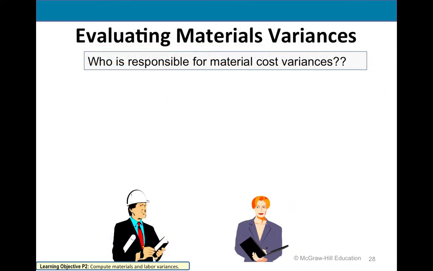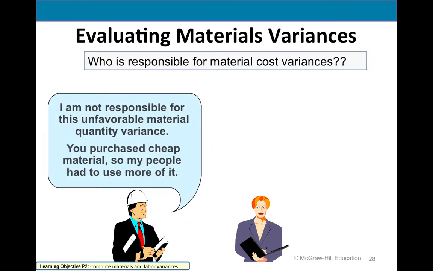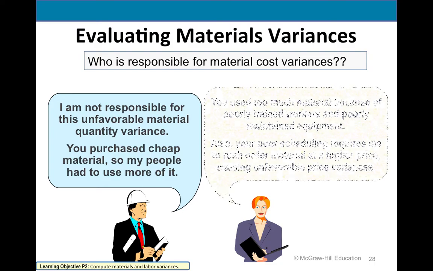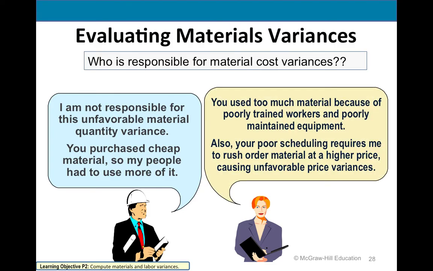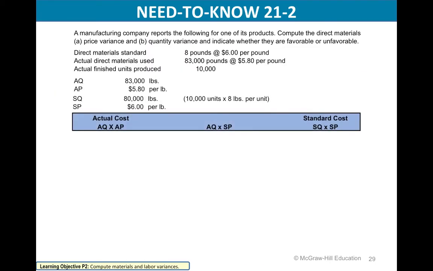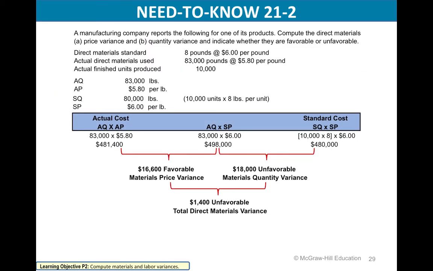How do we evaluate it? All the time you say, well, who's responsible? The manager says, well, I'm not responsible because you bought cheap material. The director, let's say the owner, says, nope, because of poorly trained workers, poorly made equipment. Again, we look at who should be held accountable. Again, like I said, you need to know here, compare things. Use a chart here.